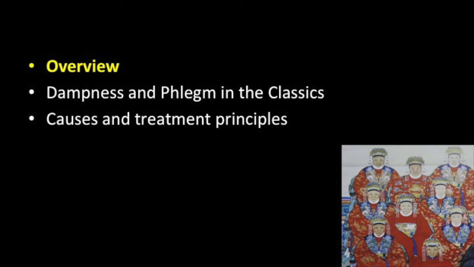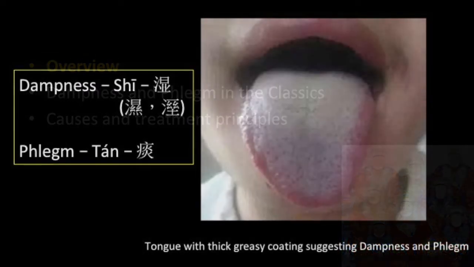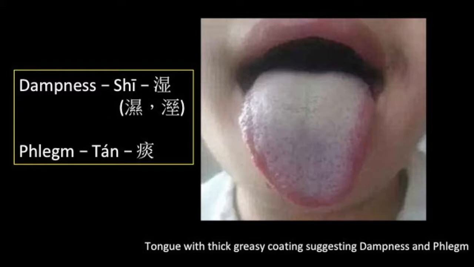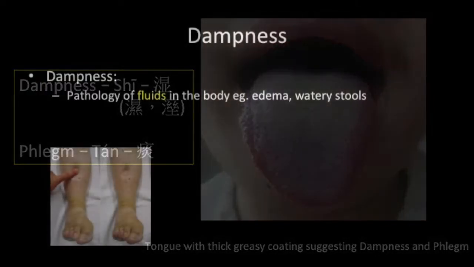Welcome to this brief video on the notions of dampness and phlegm in traditional Chinese medicine, or TCM. In TCM, these two complex pathologies are viewed as being related. Dampness, or shi, and phlegm, or tan, have a broader meaning than our common understanding of these words. Dampness relates to two phenomena.